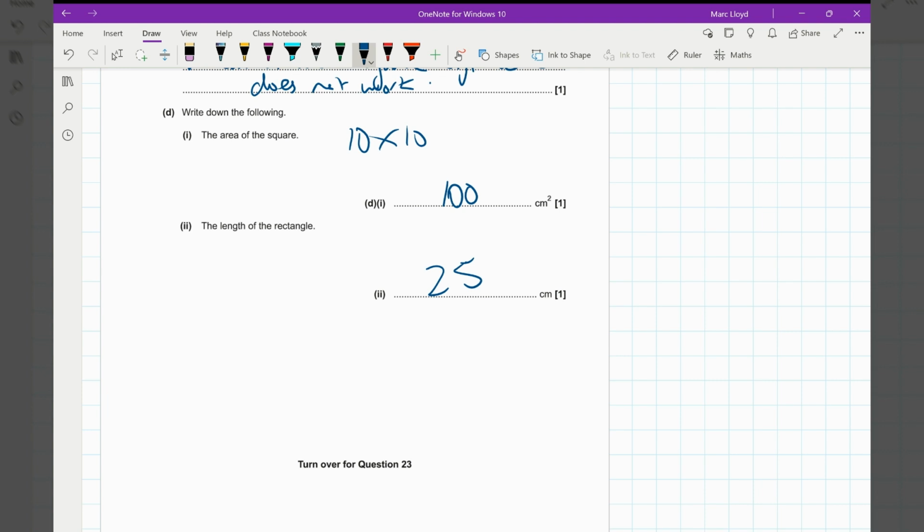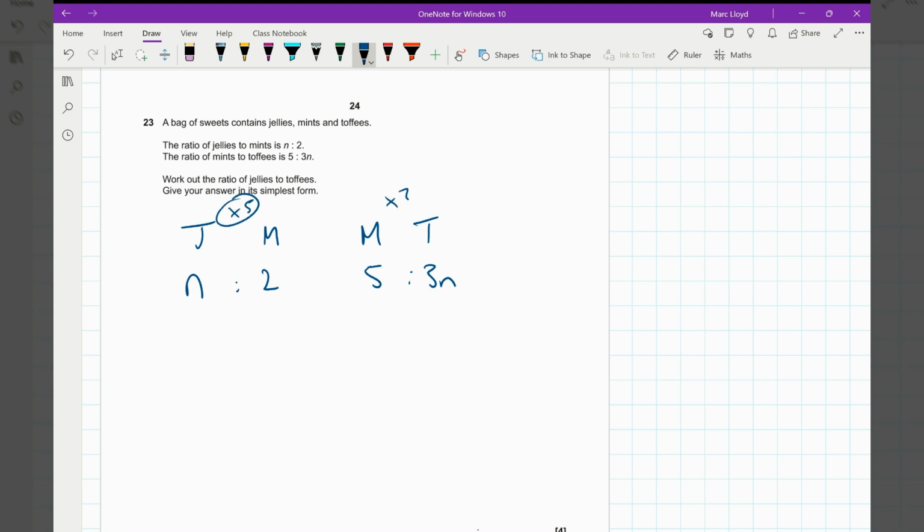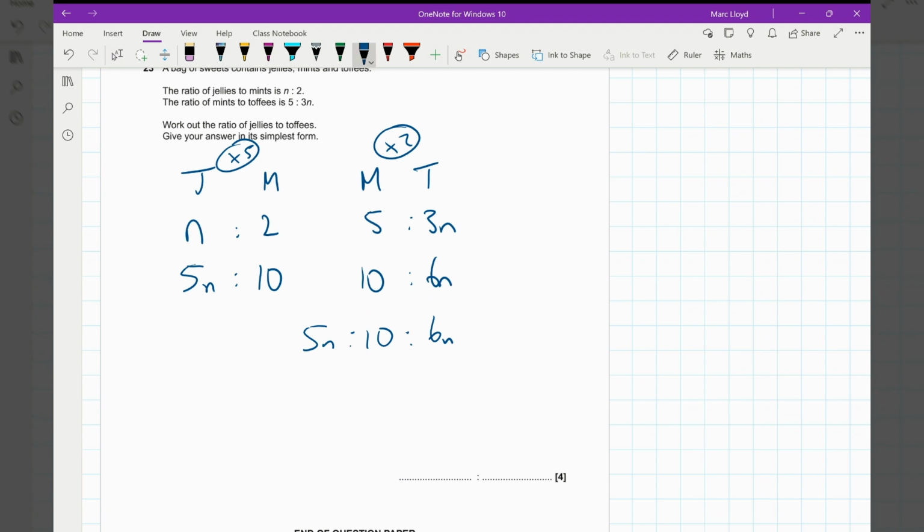On to question 23. Okay, question 23. So the ratio of jellies to mints is n to 2. The ratio of mints to toffees is 5 to 3n. So we need to make these have a common m. So multiply by 5 gives us 5n to 10, and then 10 to 6n. Combine them, so 5n to 10 to 6n, meaning that the ratio of jellies to toffees will be 5n to 6n, and we can then drop the n to give us 5 to 6.